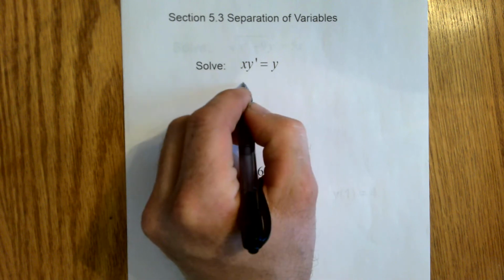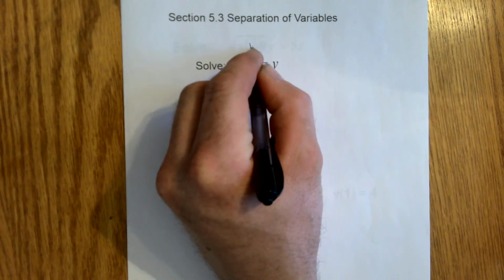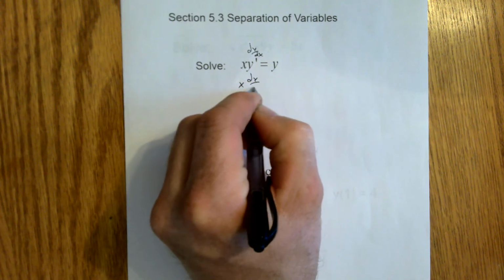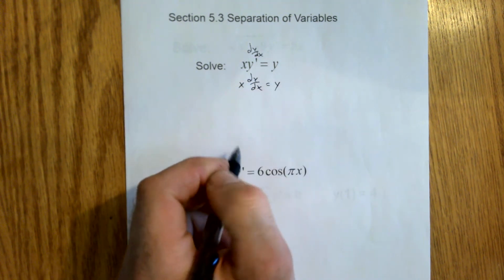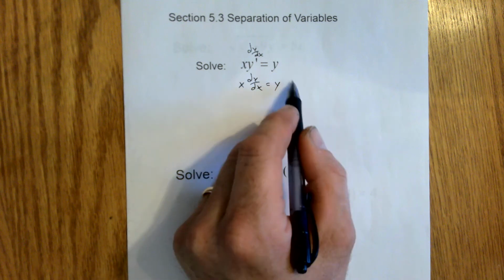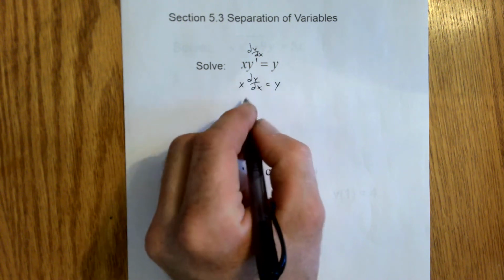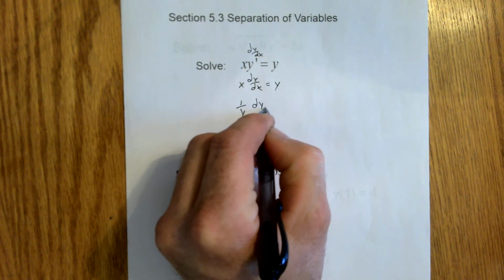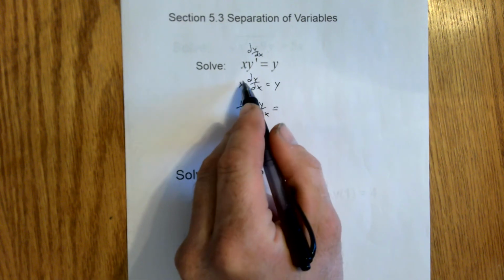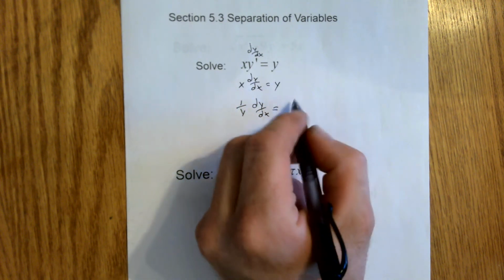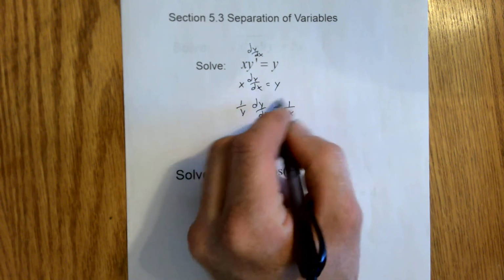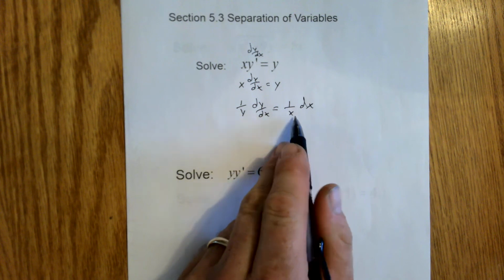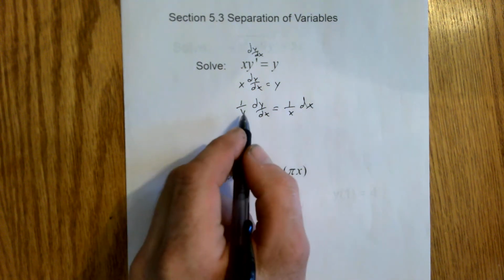So the first thing I want to do is change this y prime to dy dx. So I have x dy dx equals my y. Now I want to get my x's to the right side and my y to the left side. So I'm going to divide by y, and that gives me 1 over y dy dx. And I'm going to divide by x, so I get 1 over x, and I multiply my dx over. So I get 1 over y dy equals 1 over x dx.